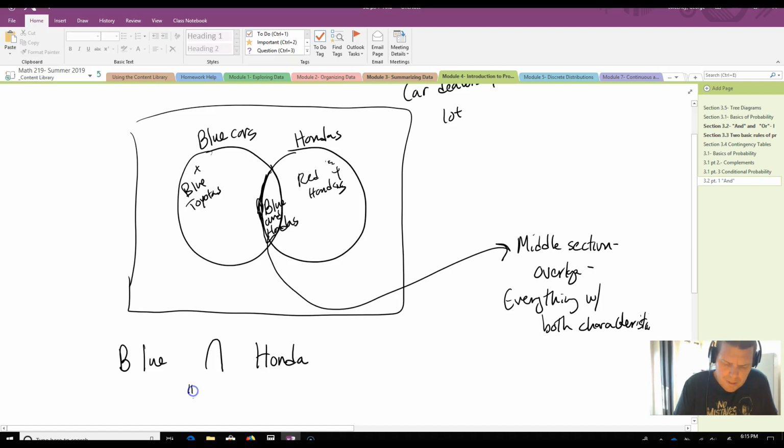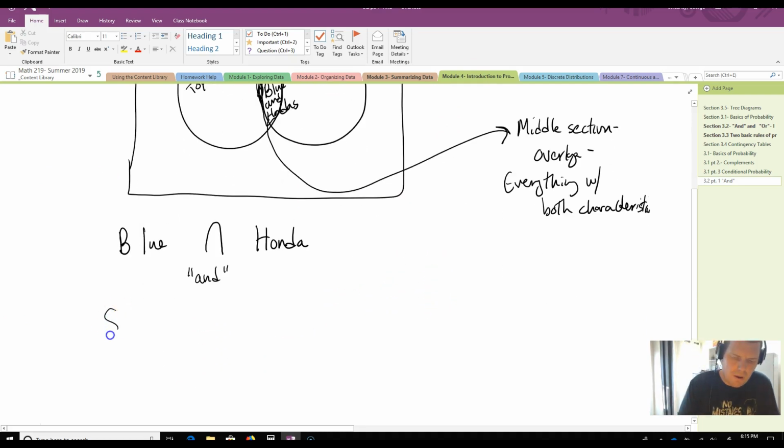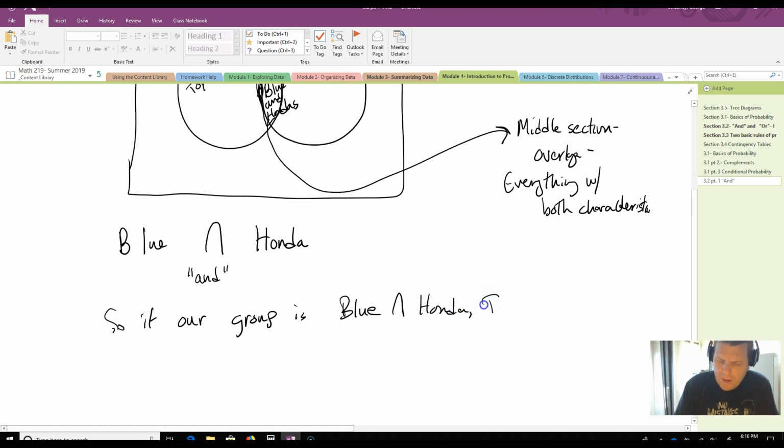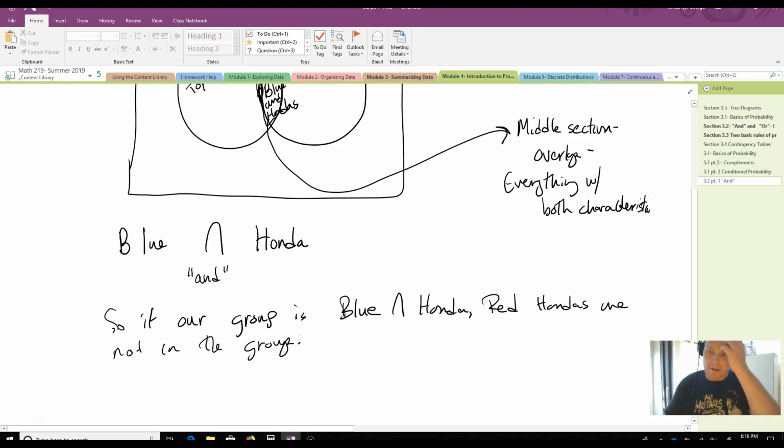In colloquial terms, that's actually going to be the "and" term. And I'm going to use the word "and" a lot. Now, from the standpoint of probability, what we mean when we use the word "and" is that it has both characteristics. So if our group is blue intersect Honda, or blue and Honda, red Hondas are not in there. Not in the group. The only stuff that's actually in the group are things that are blue and Honda.